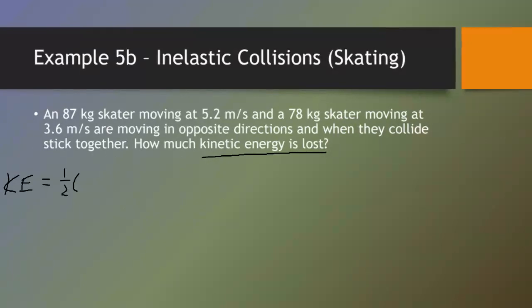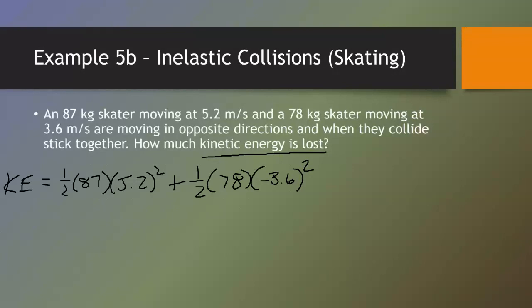So we're going to get 1/2 times 87 times 5.2 squared. And just like I was saying, to show you, 1/2 times 78 times negative 3.6 squared. As soon as you square it, it's going to be positive. And if we multiply all of this out, then you get a total initial kinetic energy of 1,681.68 joules. And so this is the energy of each one of the skaters added up together.